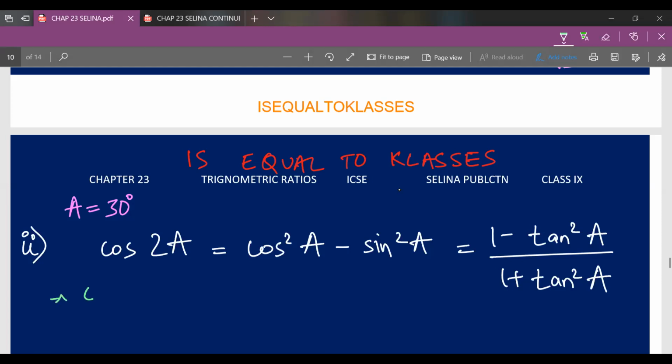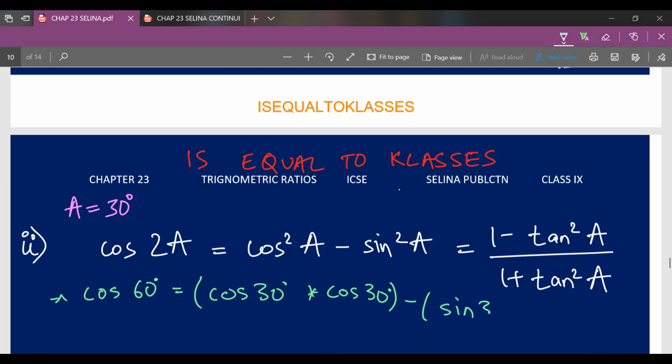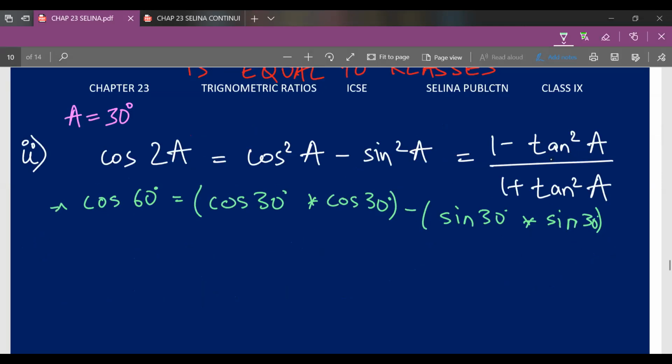Now cos 2a will be cos 2 into 30 degree, which is 60 degree, which will be equal to cos square a. The cos square a can be written as cos square 30 degree, and therefore it can be written as cos 30 degree into cos 30 degree, minus sin square a, which can be written as sin 30 degree into sin 30 degree, is equal to 1 minus tan square a upon 1 plus tan square a.